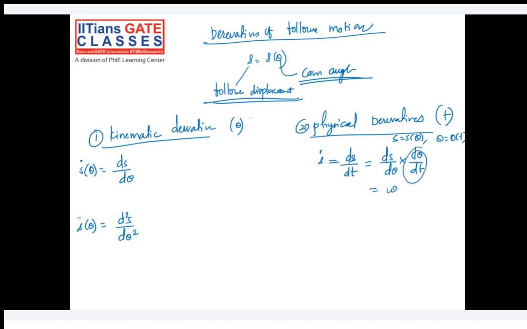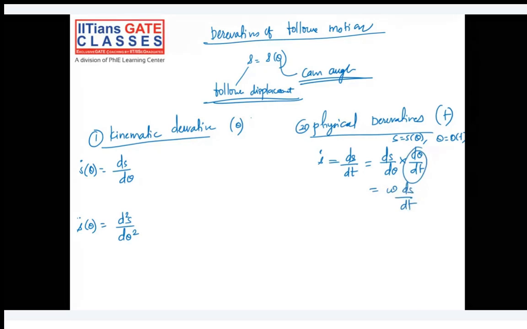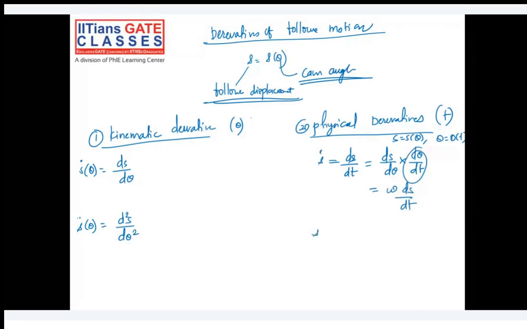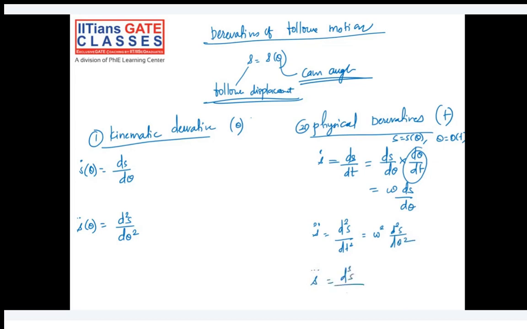Second derivative will be d2s by dt square, which is directly I'll write here. Sorry, this is ds by d theta. Correct. Thanks, Sean, for correcting it. So it is omega square times d2s by d theta square. And let's say a triple derivative will look like d3s by dt cube, which is equal to omega cube d cube s by d theta cube.